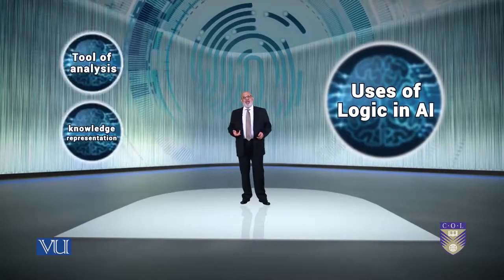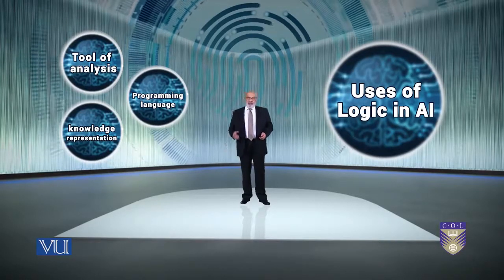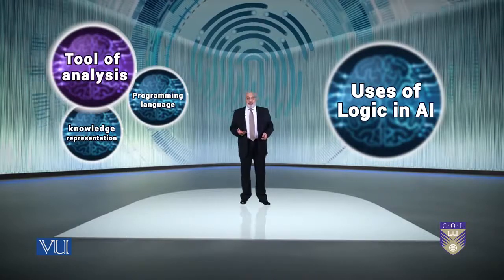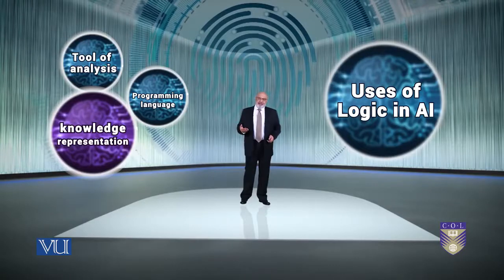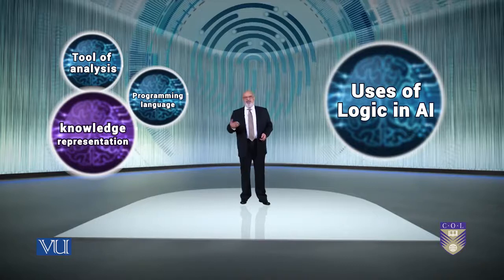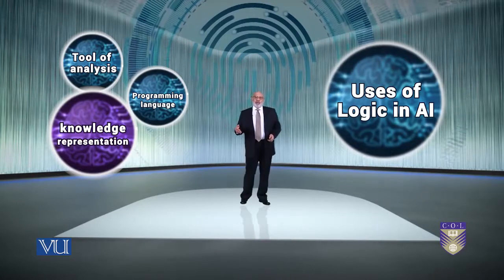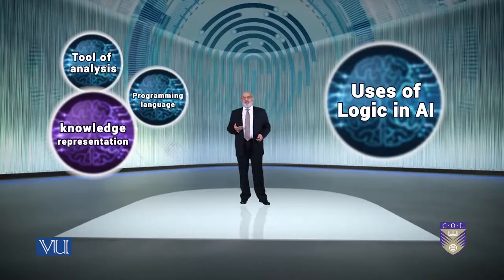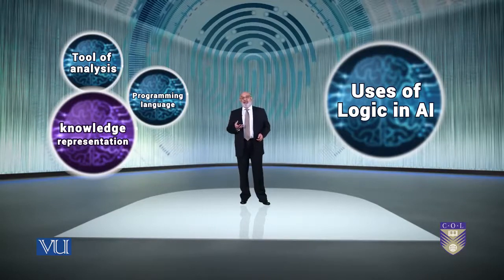Let's talk about what is the role of logic in AI. There are basically three types of uses of logic. As a tool for analysis, logic can be used. It is useful for knowledge representation, how we represent information. We'll discuss more in detail subsequently as well. So we analyze using logic, and we represent the knowledge that we have, the information that we have, using logic.